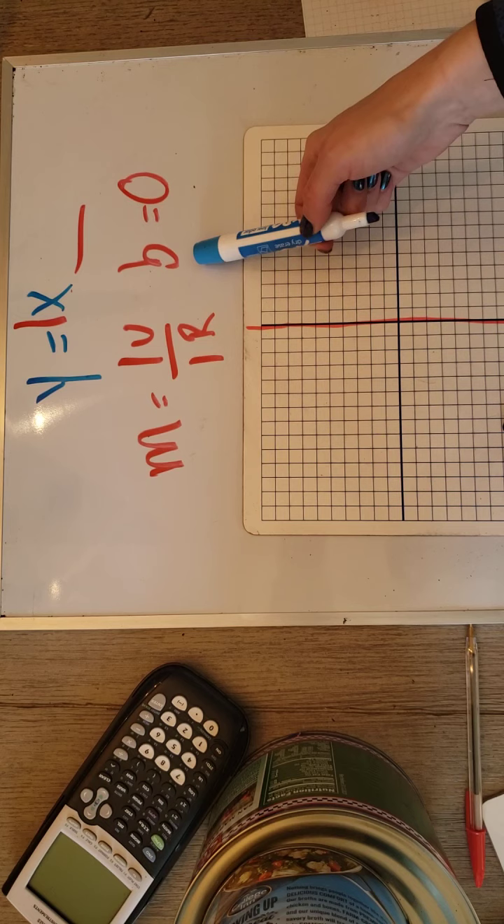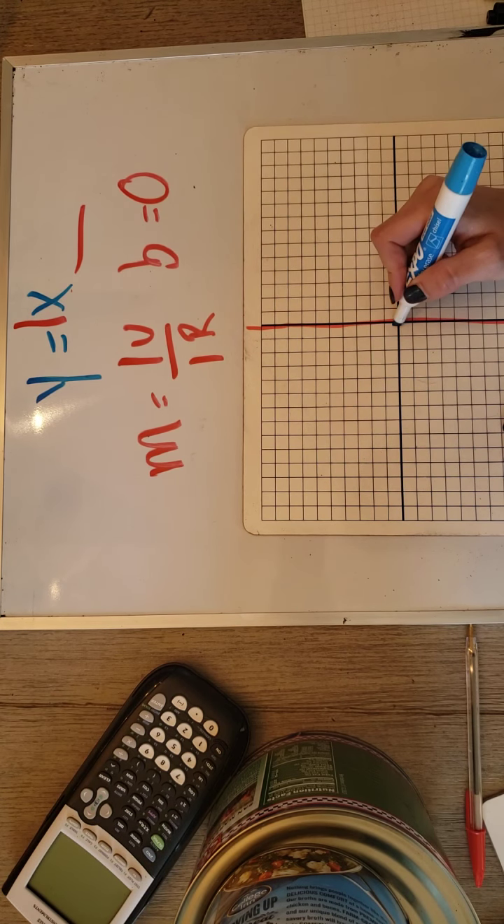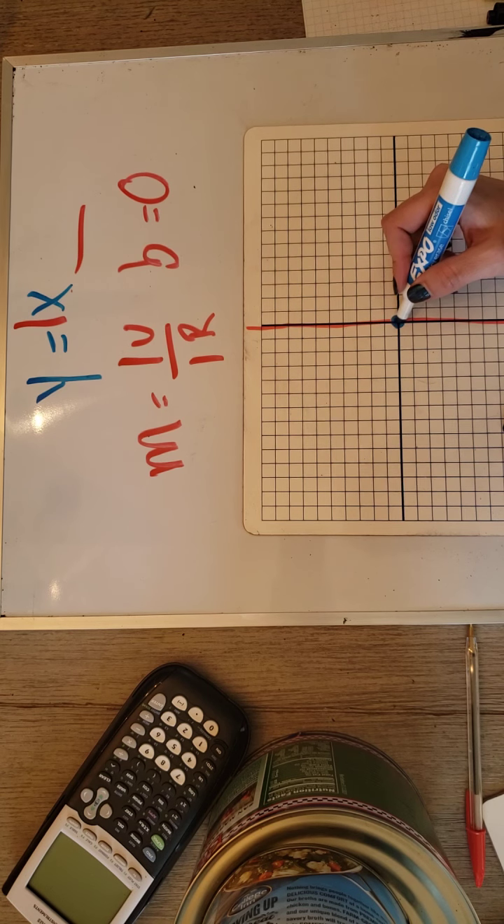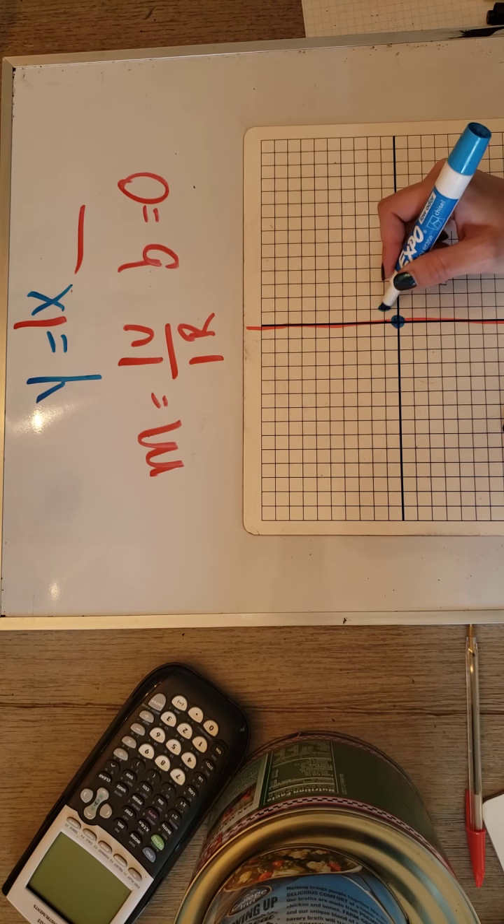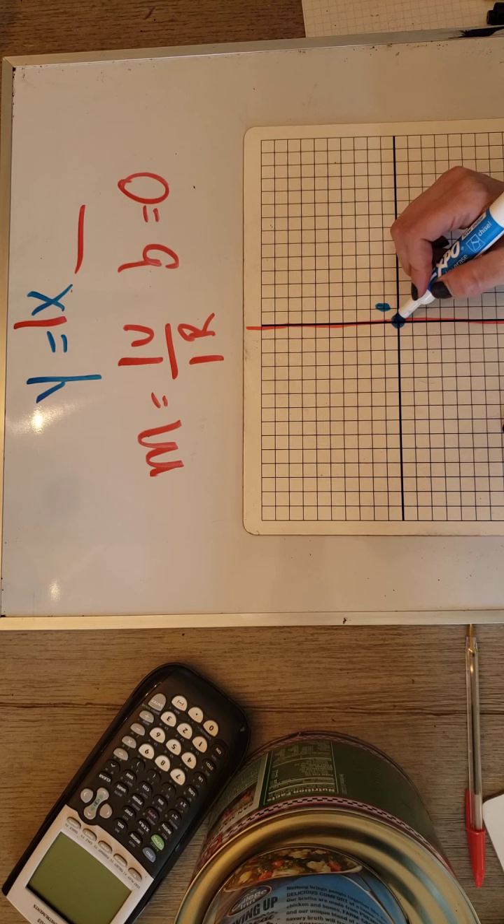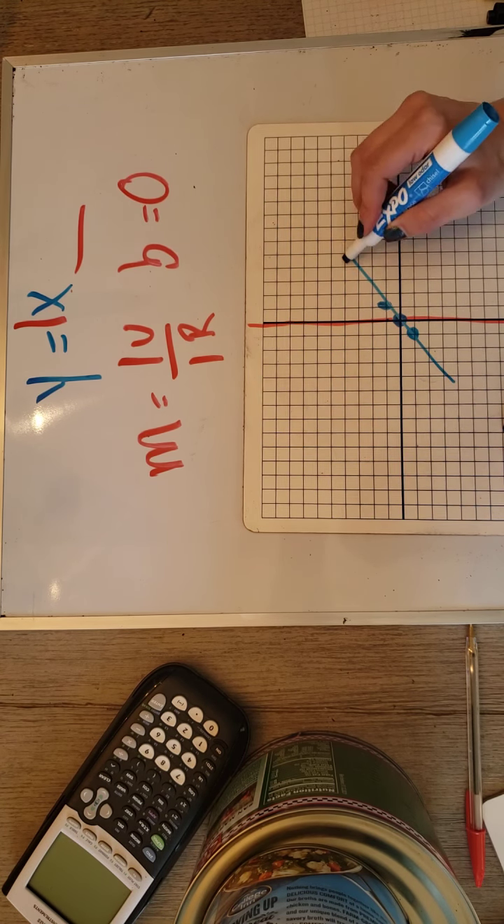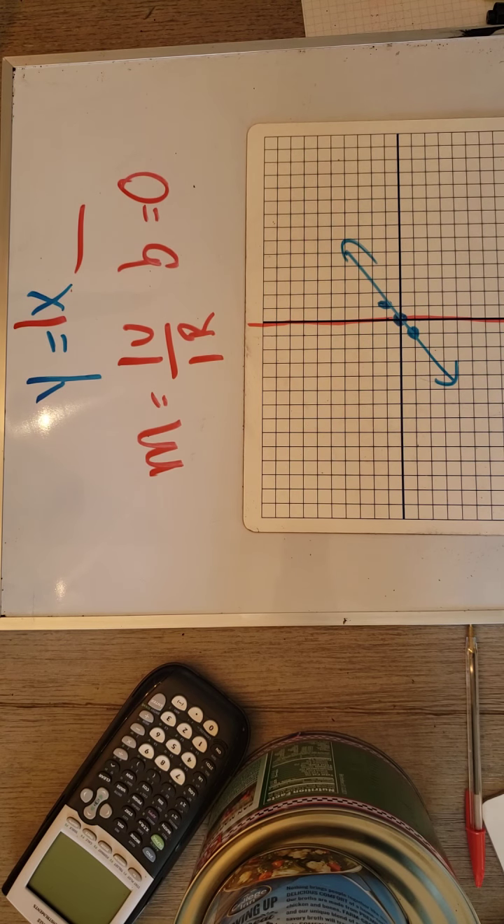Remember, B comes first in the alphabet. That's how you remember you graph B first. Put your dot on the origin. From the origin, you're going to go up 1, right 1, put a dot. Back to your starting point. Go down 1, left 1. Connect your dots and you're good.